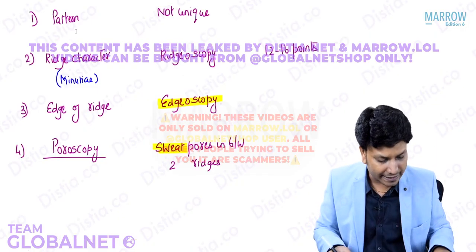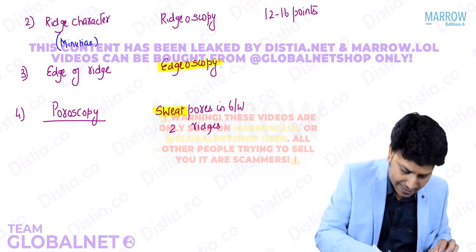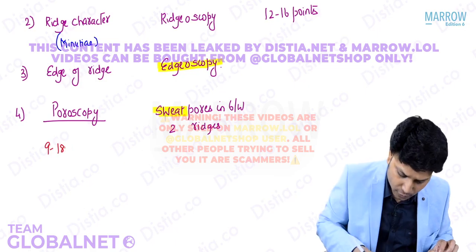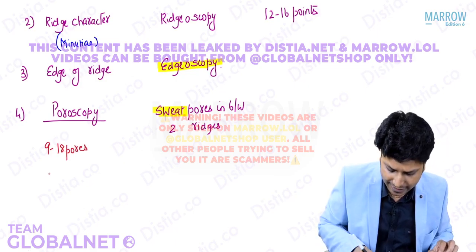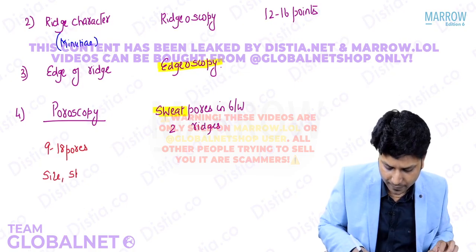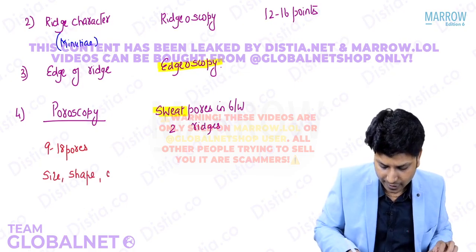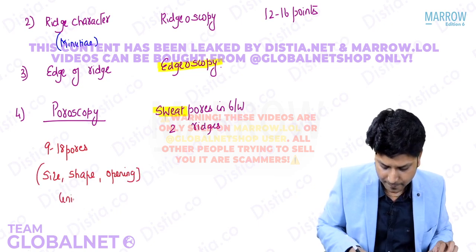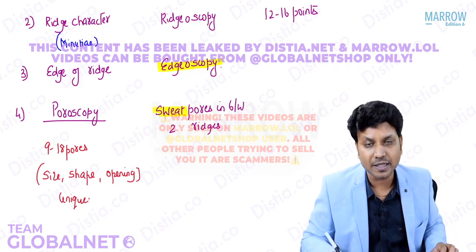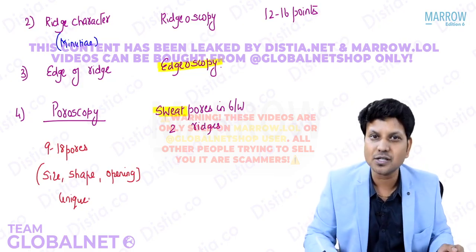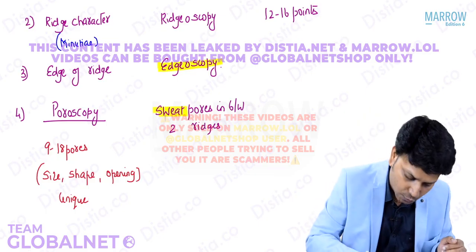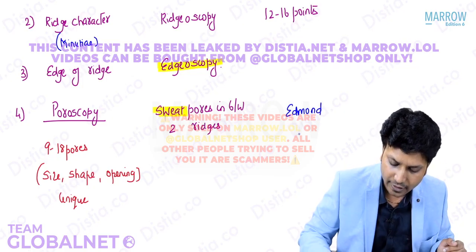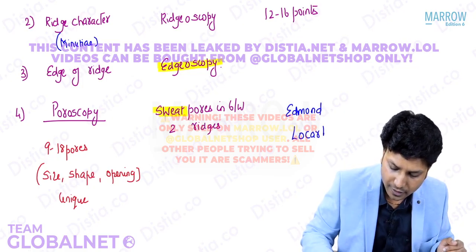You are able to see 9 to 18 pores. That pores will vary on the size, shape, the orientation, right? The opening, everything will be unique to each person by which you can identify the person. This is called poroscopy. Do remember, this was invented by a person called Edmund Locard.